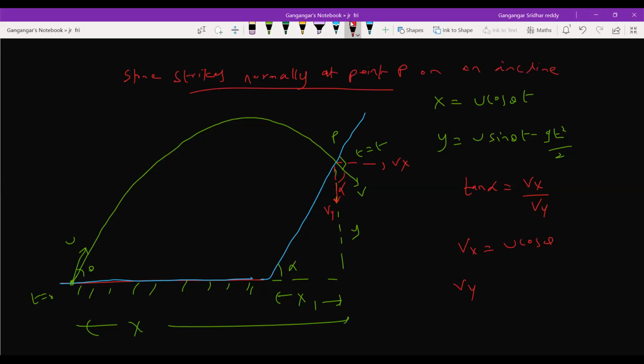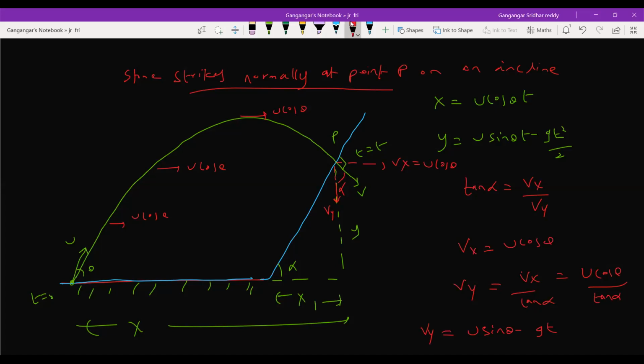So once it strikes normally, I get a relation between Vx and Vy, and we know the horizontal component of velocity should be constant. Is that okay? So I know Vx, I know alpha. Can I get Vy? Yes, I'll get Vy. So Vy equals Vx by tan alpha, or u cos theta by tan alpha. U, theta and alpha you know, so you'll get Vy. If you know Vy, you can calculate the time, from u sin theta minus gt. So you'll get the time.